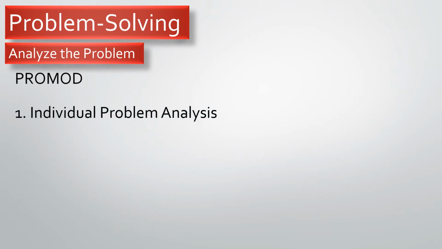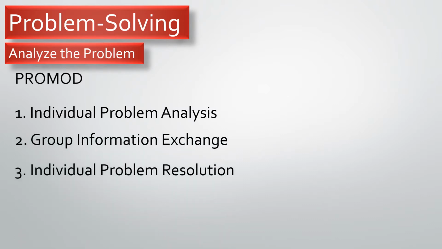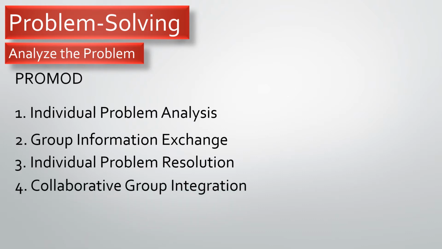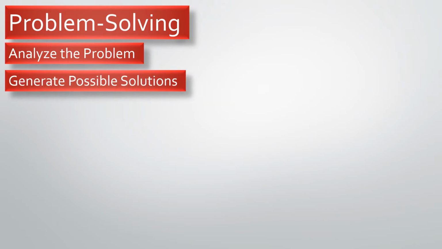It begins with individual problem analysis. This is where each person works through their different strategies and solutions, ranking each option. They will then share everything with the group in an information exchange. Next is the individual problem resolution stage. This is when each member evaluates their original rankings after listening to others' ideas. Lastly, everyone comes together for a collaborative group integration. This stage is when everyone discusses their final decisions and talks together to decide on the best solution for the team.